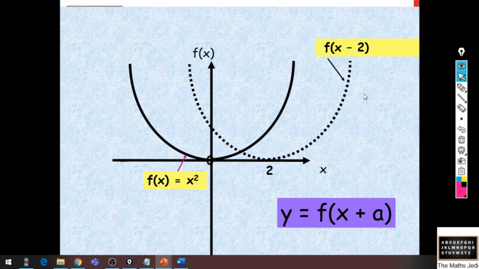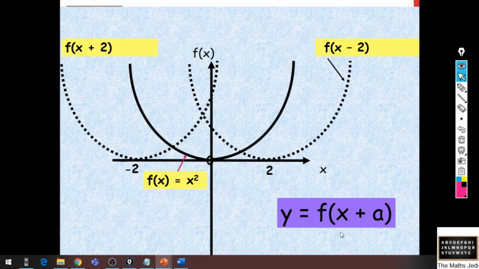That must mean then that the positive 2, here's f of x plus 2, shifts to the left, and it does. So this is the graph of x plus 2 all squared, and x minus 2 all squared. This graph has a minimum point at minus 2. This graph has a minimum point at 2.